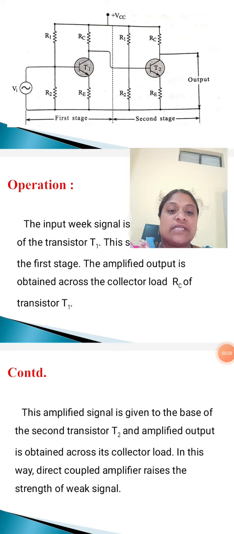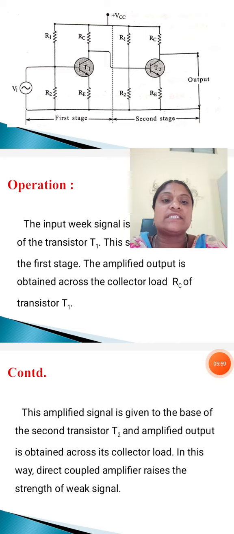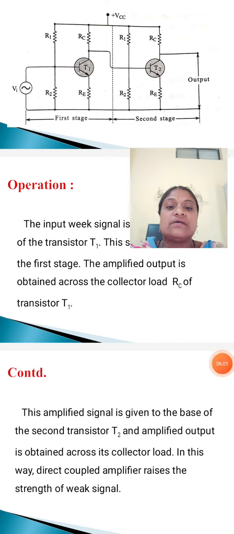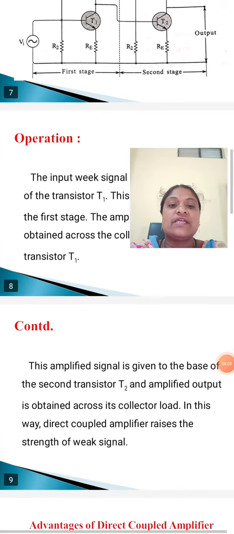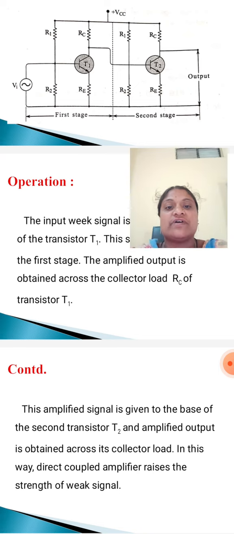In this way, the direct coupled amplifier raises the strength of the weak signal. This is the operation. I repeat the operation once again.